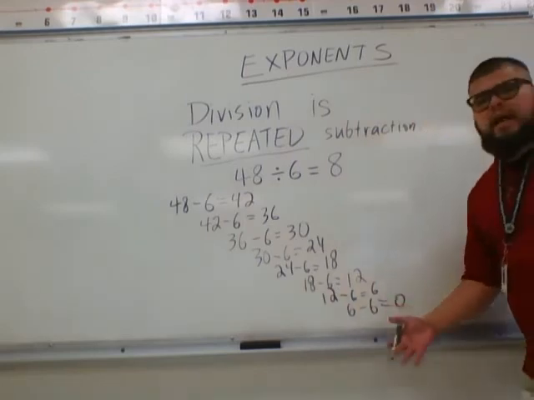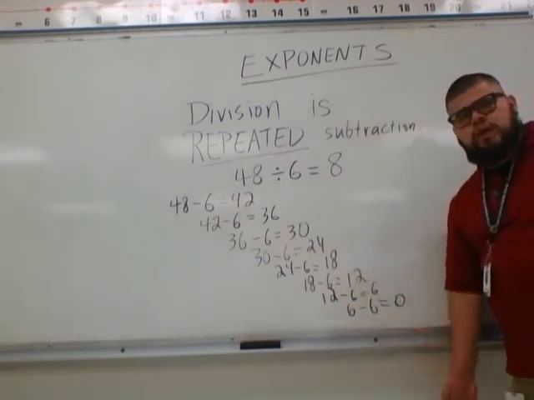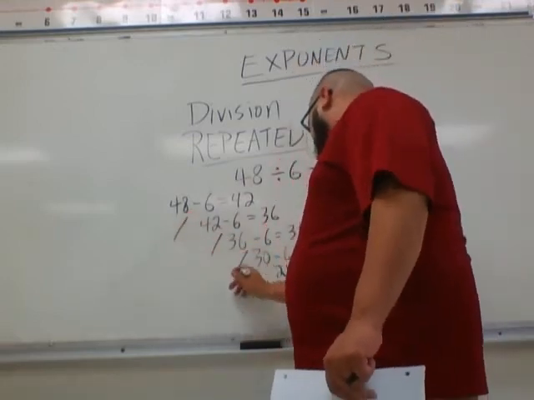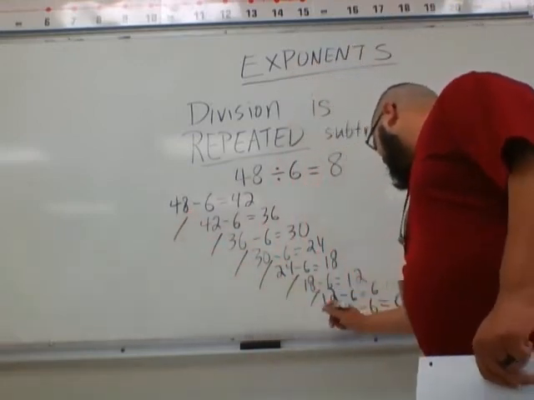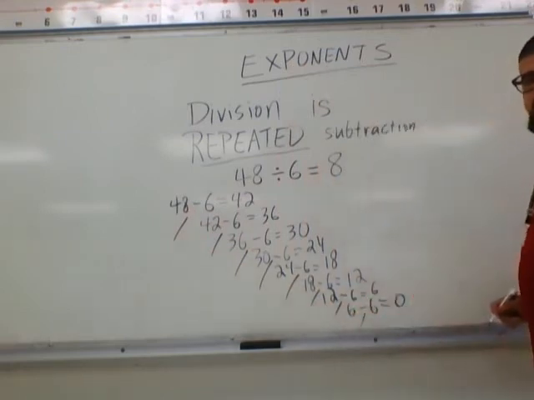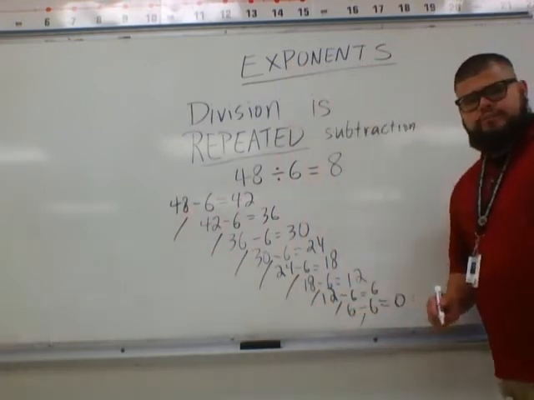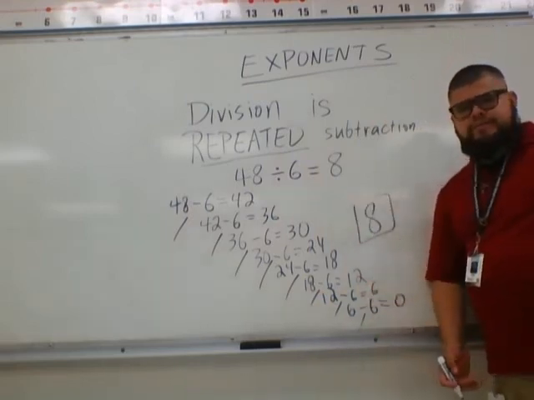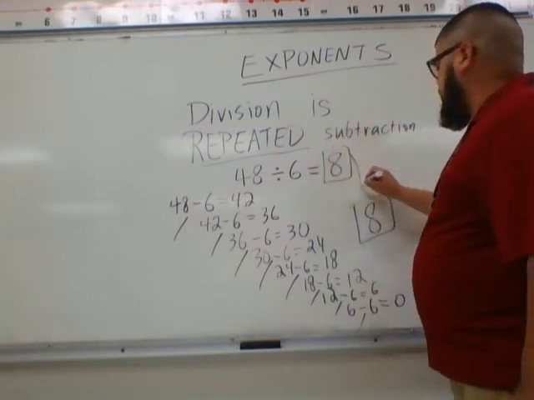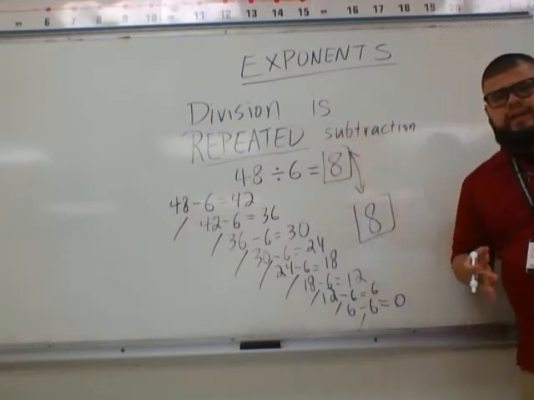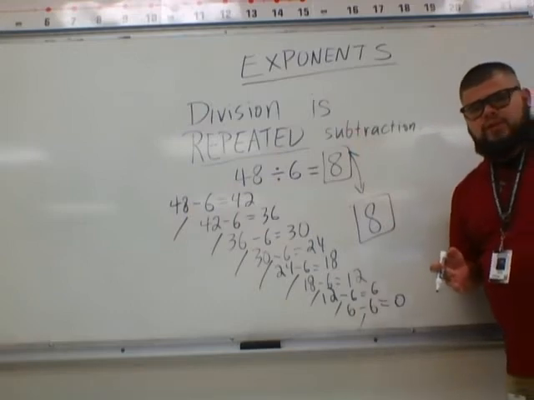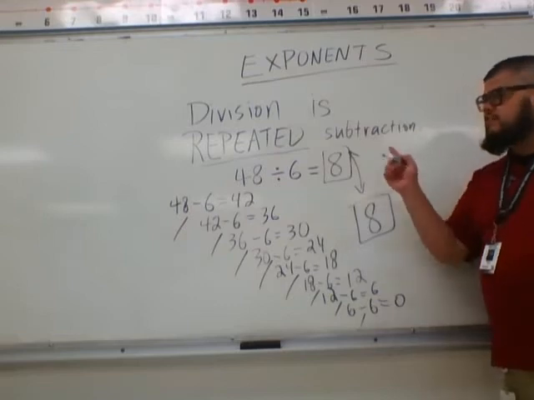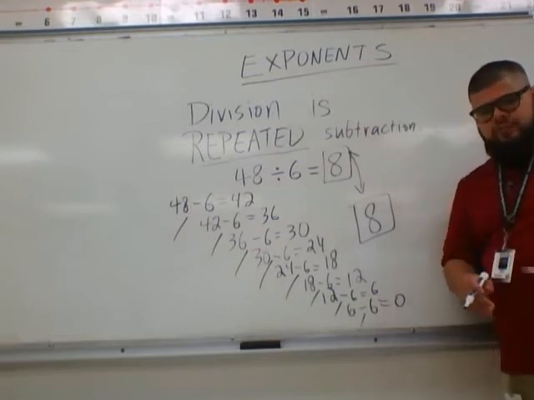Okay? Then we count how many times we took away 6. 1, 2, 3, 4, 5, 6, 7, 8. 8 times we subtracted. Okay, that means our answer is 8. And that's what we got at the beginning as well. We got 8, both times. Okay, now we know that multiplication is repeated addition. Division is repeated subtraction.